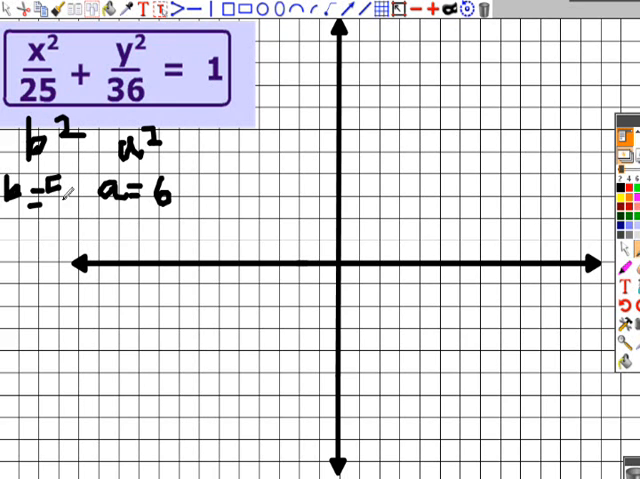Okay, so let's plot these. So we're going to plot b with x, on the x-axis. So that's how you can tell. So let's go to 5, 0 right here. Then we have to go to negative 5, 0. And now let's go to the y-axis. So that's where we're plotting a. So 0, 6. 1, 2, 3, 4, 5, 6. And then 0, negative 6. Okay. Let's draw this guy. Stretch him a little bit. Alright.